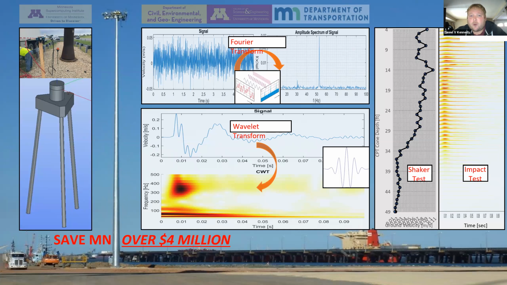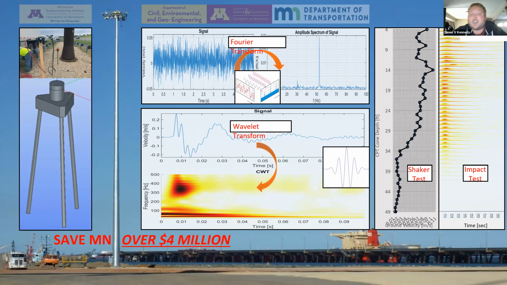Now, Minnesota has over 400 of these towers, with 211 of them having no pile depth information associated with them. Without that pile depth, we're not able to recertify these towers with new structural design criteria, at a cost of about $20,000 per tower replacement. If we come up with a successful testing method, it could save Minnesota over $4 million in unnecessary replacement costs.